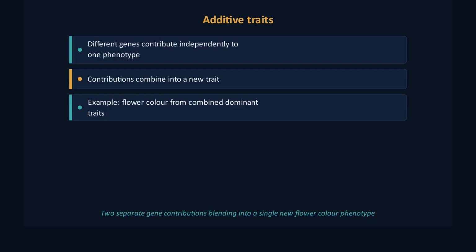That is the signature of an additive interaction: bring the right dominant contributions together, and something genuinely new emerges from the sum. So when you see a fresh phenotype appear only when two genes both contribute, think additive combination, each gene quietly adding its part to the whole.